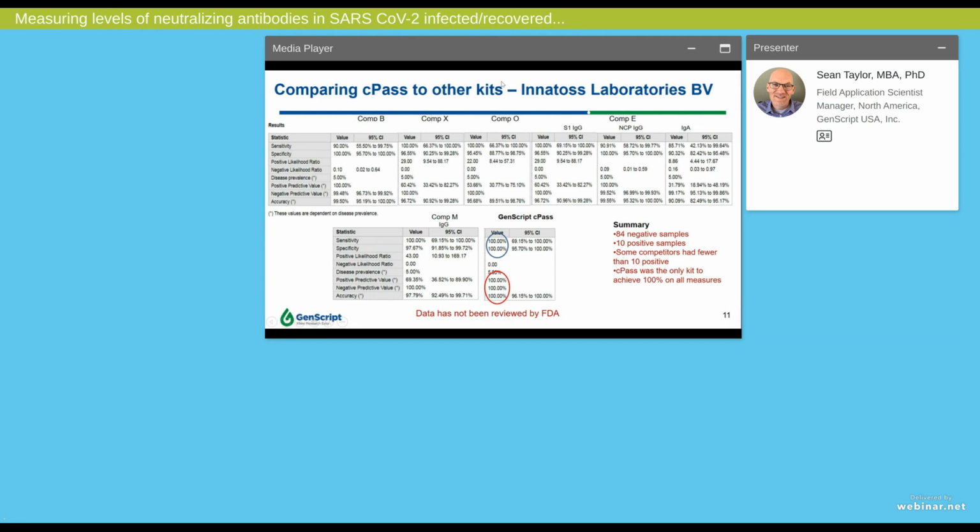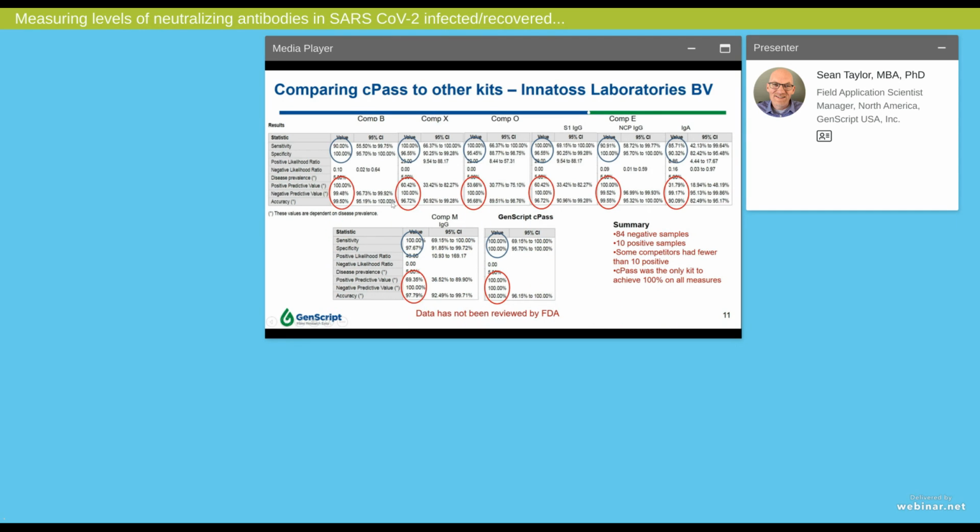So here's some data from a particular lab, Inatos Laboratories, where they compared a number of different traditional serology tests that are out there using either IgG or IgA or IgM, and compared the identical samples. They had 84 negative samples and 10 positive samples with the Cpass SVNT test that I just explained. And as we see here, all these tests gave variable levels of sensitivity and specificity, whereas Cpass was 100% in terms of both sensitivity and specificity for delineating between the negative and positive samples.